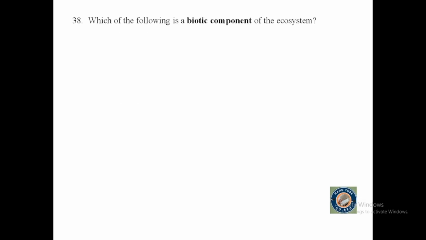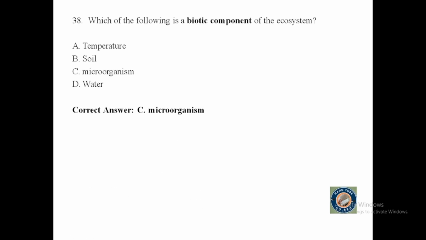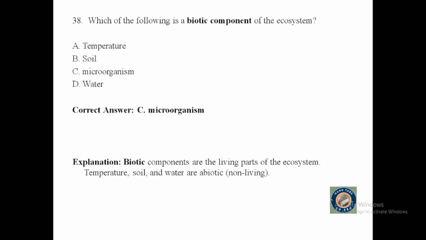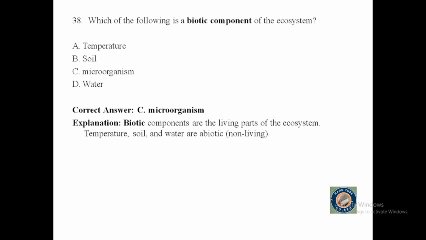Question number 38. Which of the following is a biotic component of the ecosystem? A. Temperature. B. Soil. C. Microorganism. D. Water. The answer is microorganism. This is because biotic components are the living parts of the ecosystem. Temperature, soil and water are abiotic or non-living.